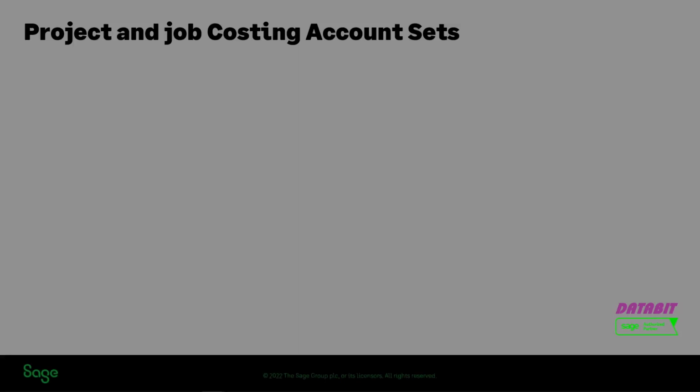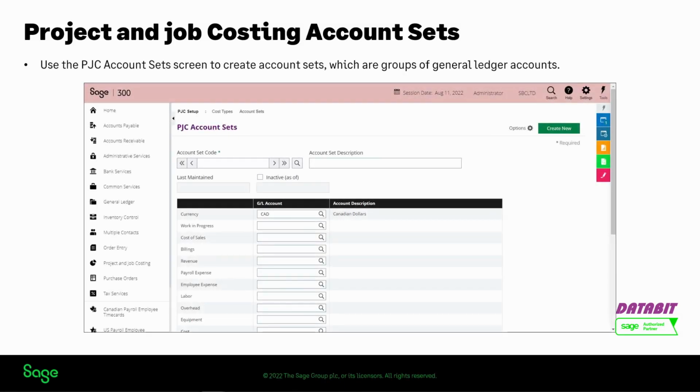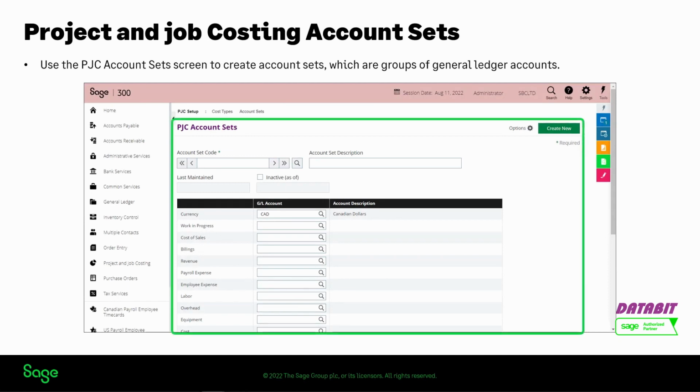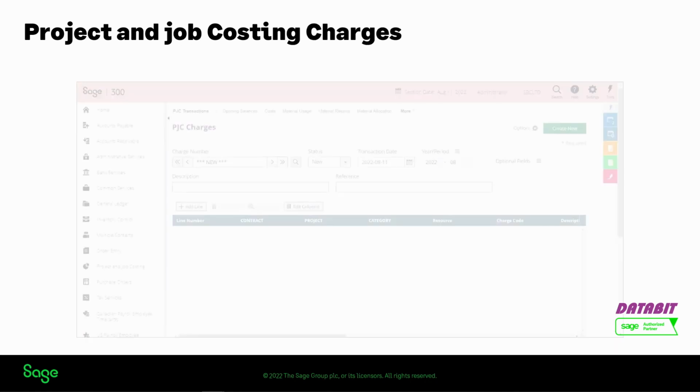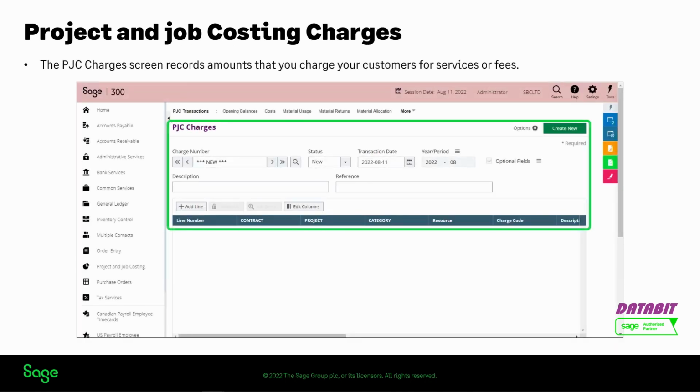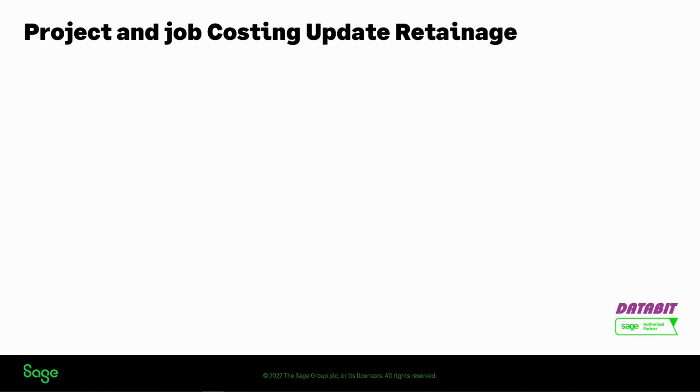116170. This release includes new web screens for project and job costing. You can now use the Account Set screen to create groups of general ledger accounts, which you assign to contracts to identify the general ledger accounts, to which you post project and job costing transactions for each contract. The Charges screen allows you to record amounts that you charge your customers for services or fees for which you have not incurred any costs directly, such as registration fees or prepayments on a project.